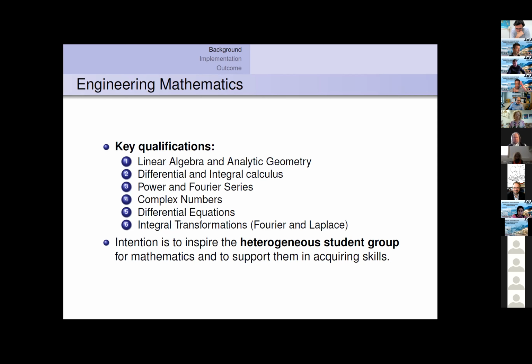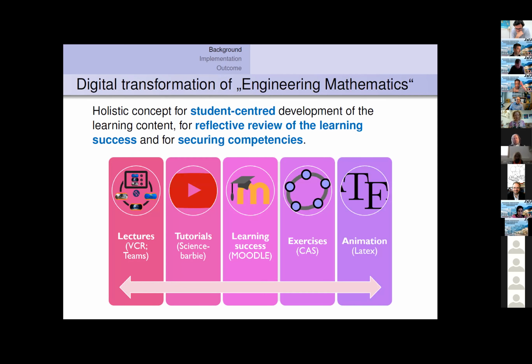But the main intention is to inspire this very heterogeneous student group for mathematics and to support them in acquiring their own personal skills. So when I took over this course a year ago, I was the first woman and still am the only woman at the FH, at the Karlsruhe University of Applied Sciences, teaching mathematics. So a colleague of mine did this until he retired. And when I took over, I wanted to do it entirely new and to transform it.